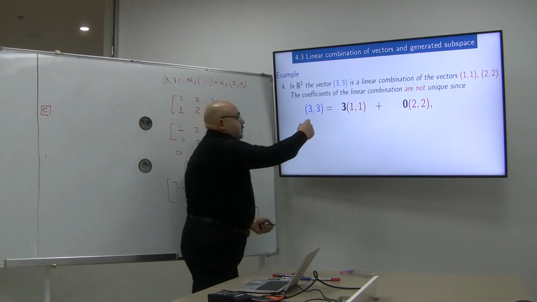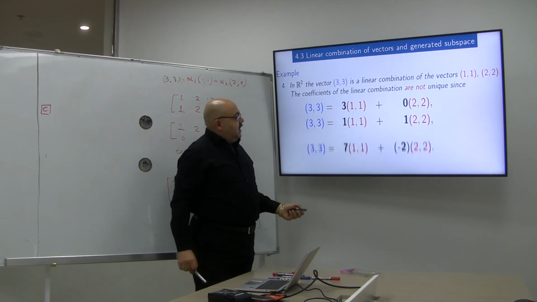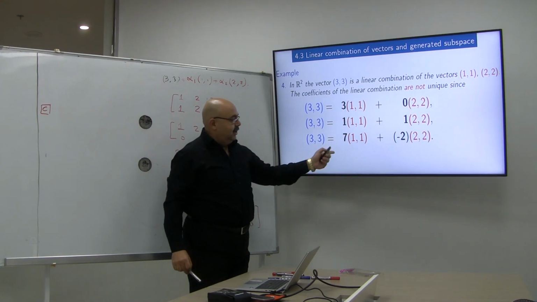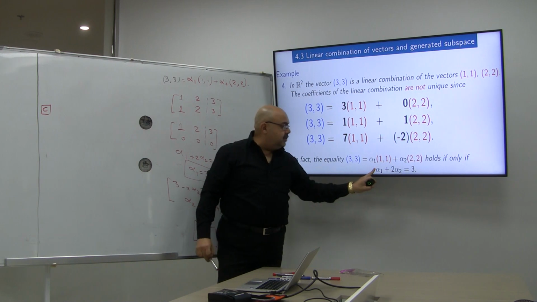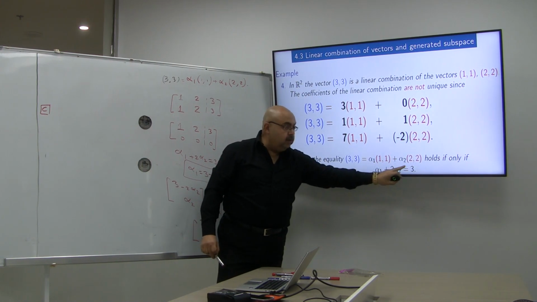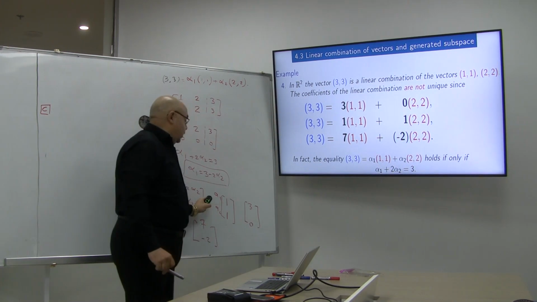So that's the first solution, that's the second, that's the third. By the idea, it's just only luck. So the general solution is alpha 1 plus 2 alpha 2 equal to 3, as I showed you.